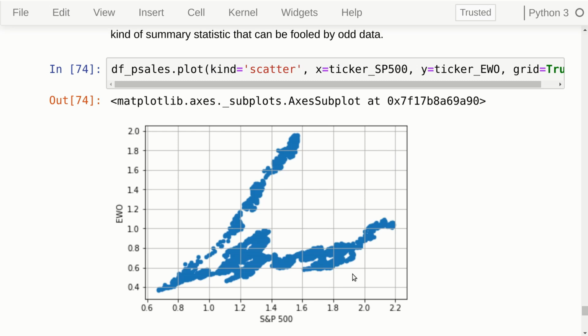I think if we were to color code these blue dots here for the date of each blue dot, we would find that this trend line here is for one period in time and this trend line here is for another period in time. And that is what is misleading about this correlation coefficient, is that it tries to make an overall summary and it can be fooled by odd data like this.